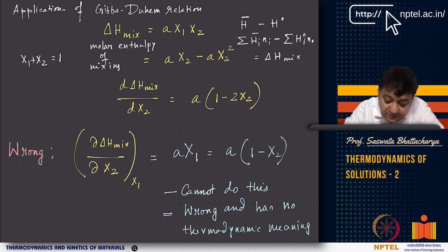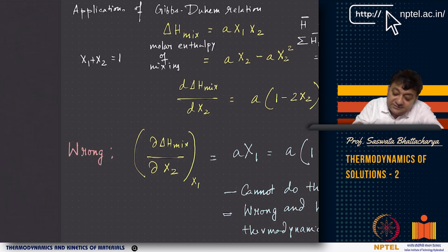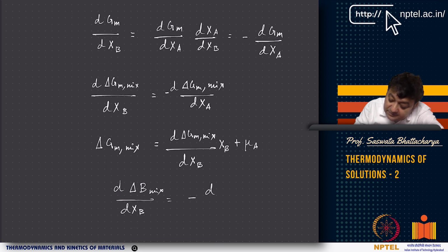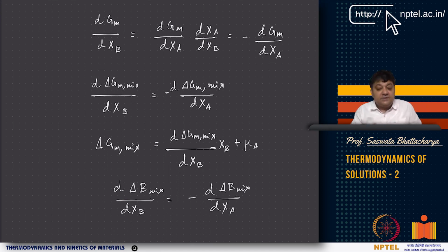Now as you can see, you got this relation: d delta G mix/dxb equals minus d delta G mix/dxa. This is for any property. Let us have a property B, then d delta B mix/dxb equals minus d delta B mix/dxa, right?